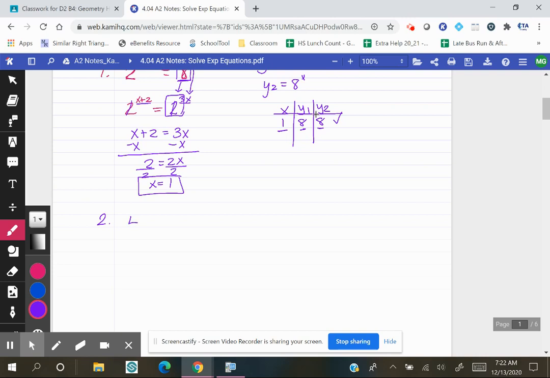Let's try another one. So this one is 4 raised to the x plus 3 equals 32 raised to the 5x. So here are the questions you should be asking yourself.